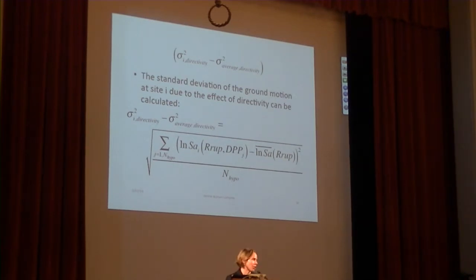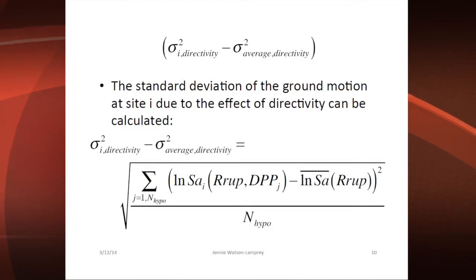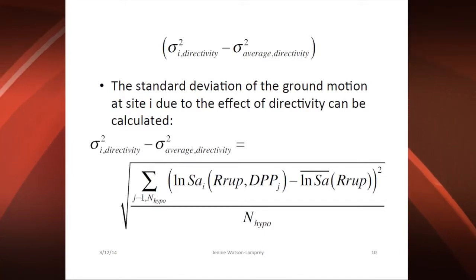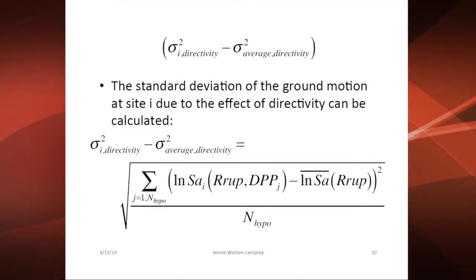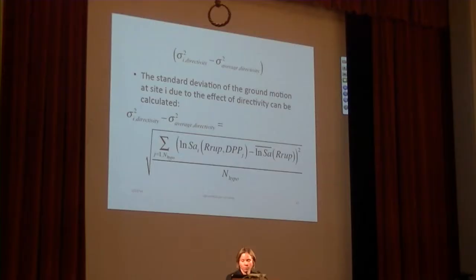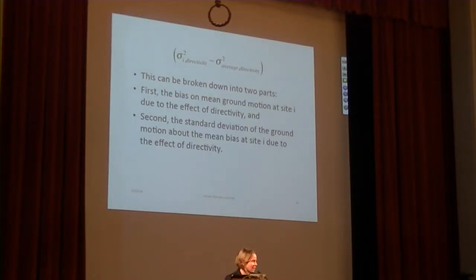The standard deviation of the ground motion, by randomizing all those hypocenters, can be calculated by taking the difference between the ground motion for a specific site and a specific hypocenter, and then subtracting off the ground motion from an average site. And we can break this down into 2 parts.